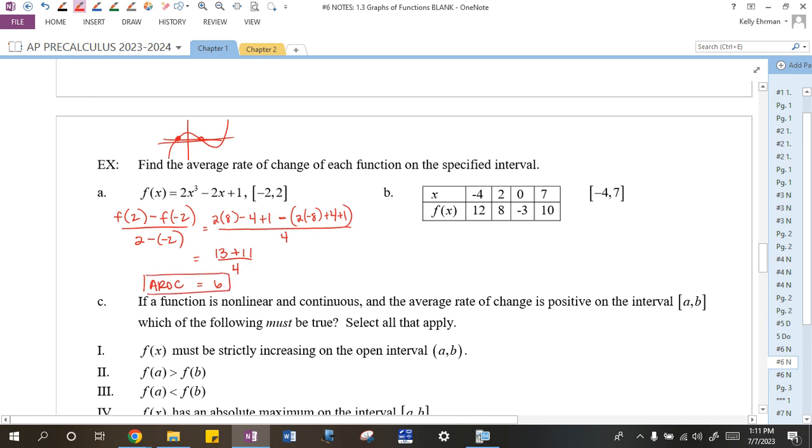If we were to actually graph this, my picture's a bit off, obviously. If we were to actually graph this, the slope between the 2 points that close off this interval is a slope of 6.